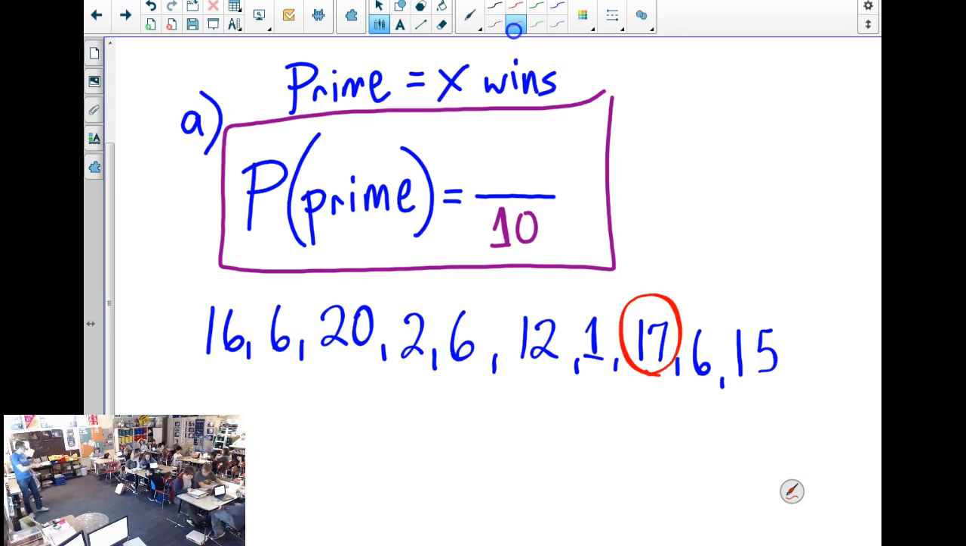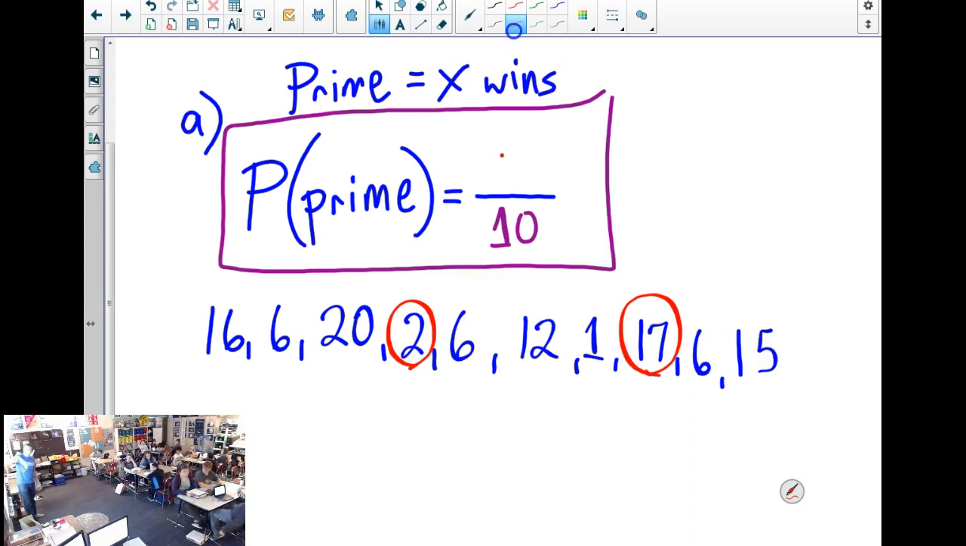15 is not, 3 and 5. Number 6, wait, 3 and 4. Two is a prime. Ooh, 2 is a prime. Even though it's even, 2 is the only even prime number, because it's only divisible by 1 and itself. Good catch. I kind of skipped that on purpose.